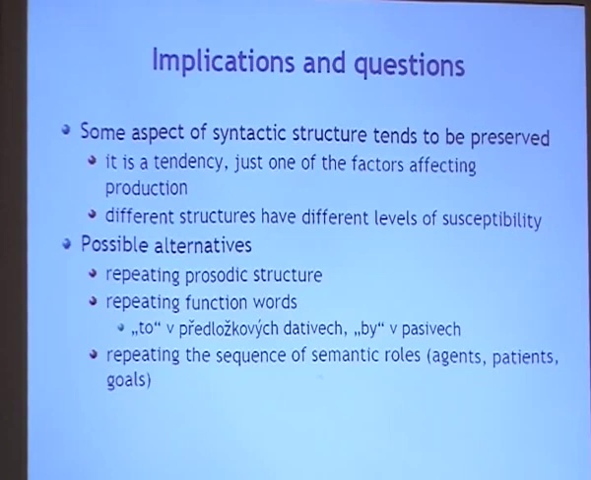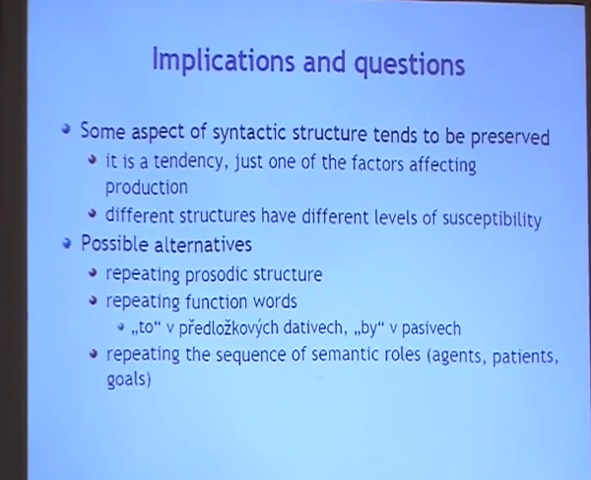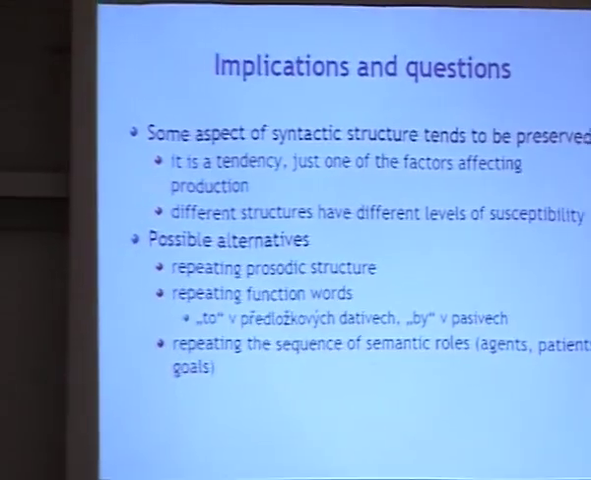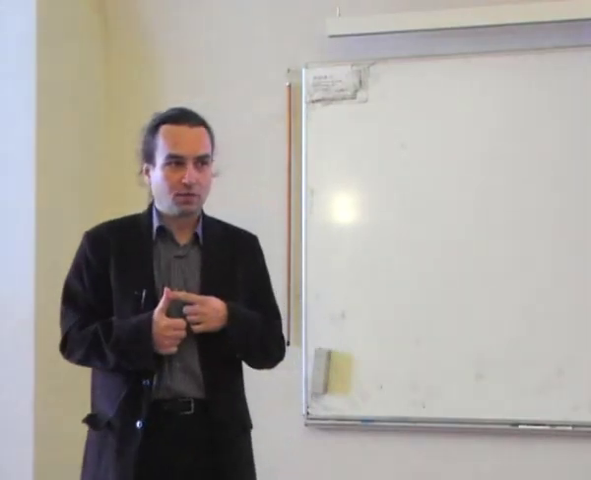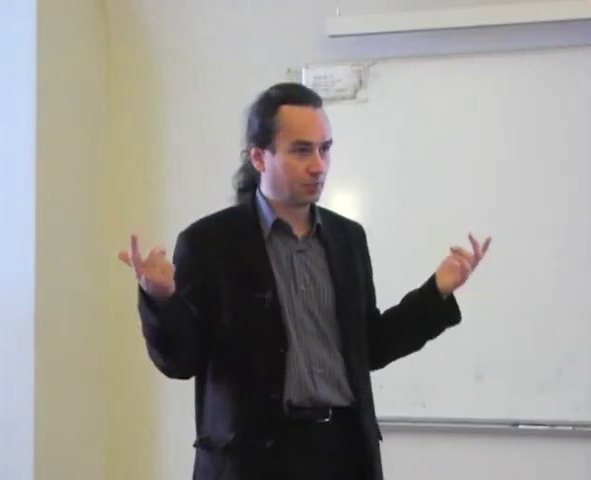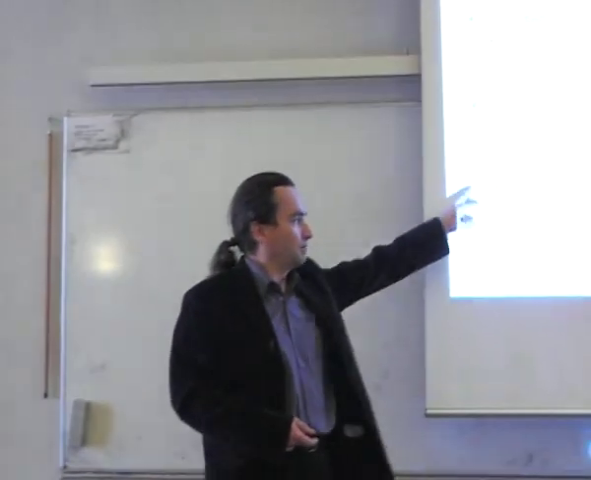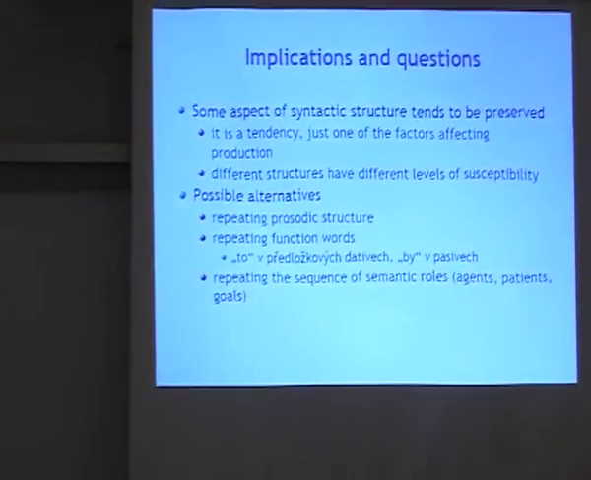So it could be prosodic structure. It could be repetition of function words. The pairs of prime and target sentences were constructed so that there would be no lexical overlap in the open class words, nouns and verbs and so on. But necessarily there was some overlap in the function words. If you say a passive, you have to use the auxiliary verb. If you use a prepositional dative, there's going to be the preposition there. It is also possible that what happens is that you just replicate the order of semantic roles.